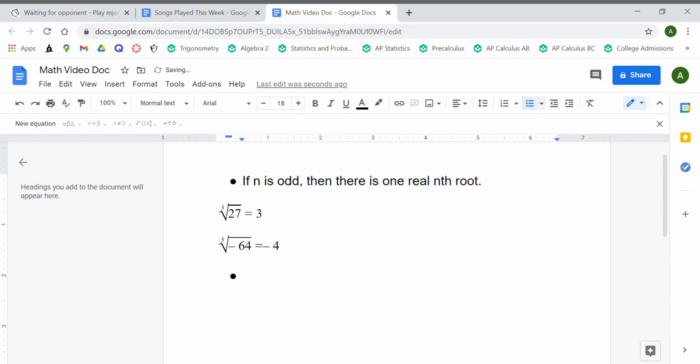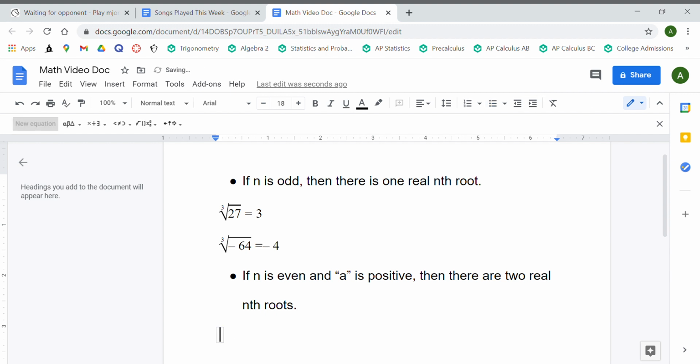Now, even number roots are a little bit more complex. So if n is even, and a, which stands for the number inside the root, the radicand, is positive, then there are 2 real nth roots.